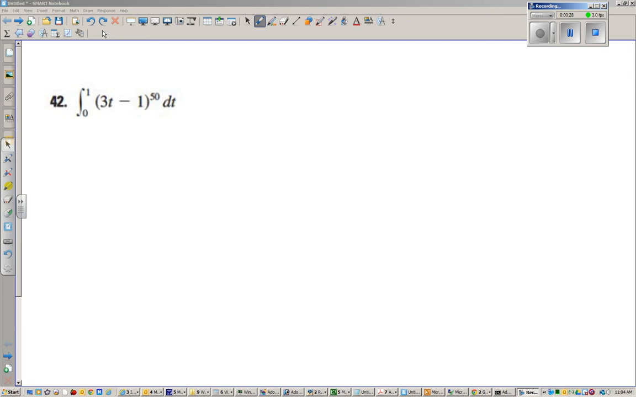Certainly we could expand (3t - 1) to the 50th power. It would become 51 terms. It would be very unwieldy. That is not the way to go. So what we're going to do is use a u substitution. We're going to let u equal 3t minus 1.